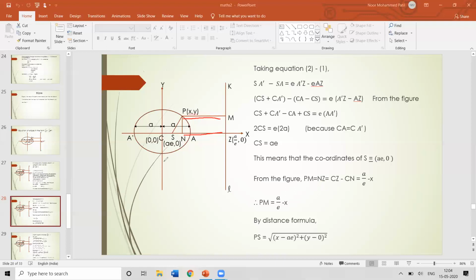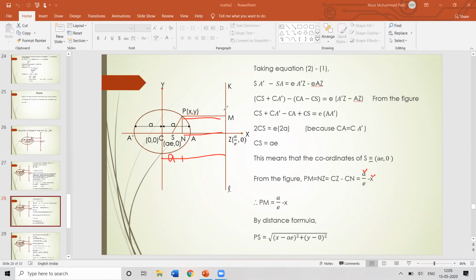I want NZ. So what I will do is take this total CZ minus CN. This I have to remove so that I get NZ. Already we know how much CZ is. CZ length is on the x-axis, so A divided by E. And CN length, I have already told, is X, whereas PN length is Y because we have considered the point. So PM is equal to A divided by E minus X. Means this length we have got, PM length as A divided by E minus X.